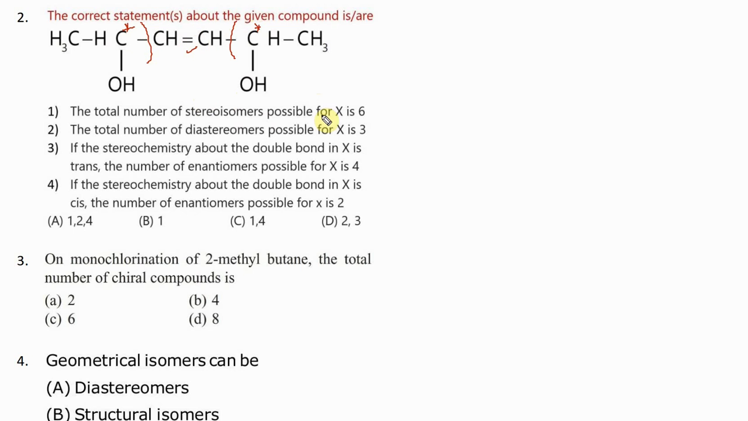Okay, so the total number of stereoisomers possible for X is 6, which is actually true. நம்ம 3 இருக்கு அப்படின்னா 2 to the power 3, 8 னு சொல்லுவோம். Correct? But understand, இது என்னவா இருக்கலாம்? இது சிஸ்ஸா இருக்கலாம்ல. அப்போ X வந்து இந்த group.